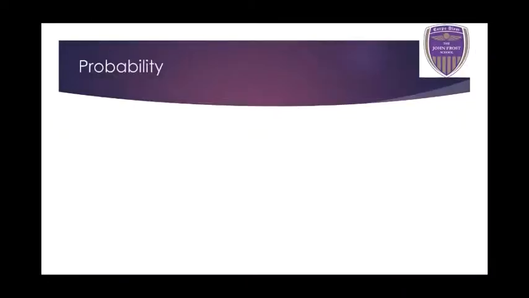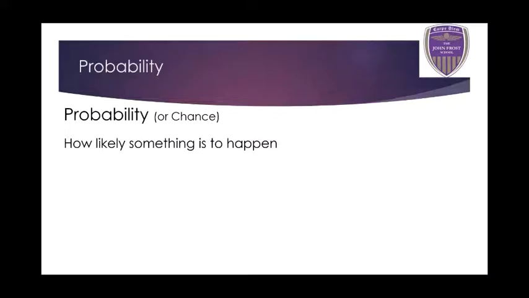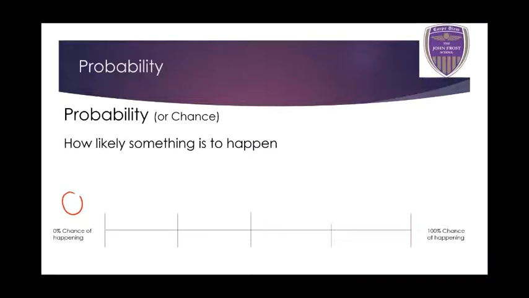Probability, like we said last lesson, is probability or chance, those words are interchangeable, of how likely something is to happen. And we can represent probability on a probability scale. On the left-hand side, we talk about impossible things, or we say they have a 0% chance of happening. To represent this as a number, we would use the number 0. On the other end of the scale, things that are certain have a 100% chance of happening. We represent these with the number 1.